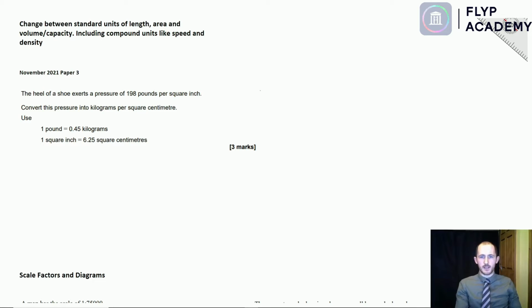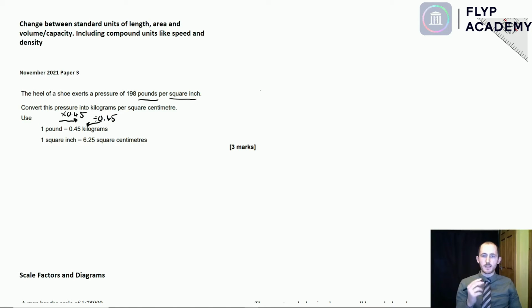And you also have to have compound units. So for example here, the heel of a shoe exerts a pressure of 188 pounds per square inch, and we need to convert this into kilograms per square centimetre. So 1 pound is 0.45 kilograms, so to go this way we would times by 0.45, and if you want to go against it we divide by 0.45.